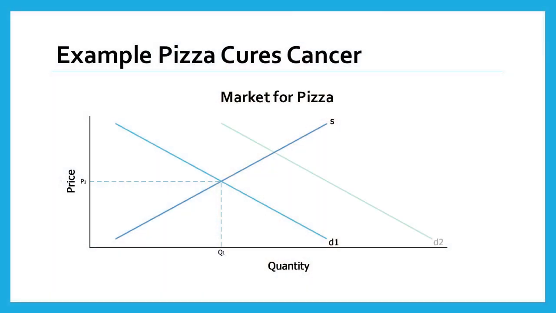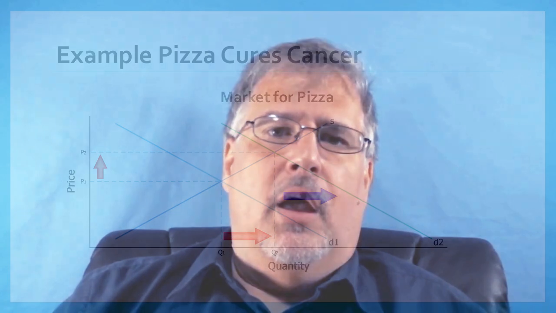Are people going to want to buy more or less pizza when we find out that pizza cures cancer? Well, I'm going to guess it's going to affect the buyers, and they're going to want to buy more pizza. So we draw it out. The demand increases. We label P2 and Q2. At P2 and Q2, we see that the effect of pizza curing cancer is that price goes up and the quantity of pizzas goes up as well. So that scenario is pretty simple as well.